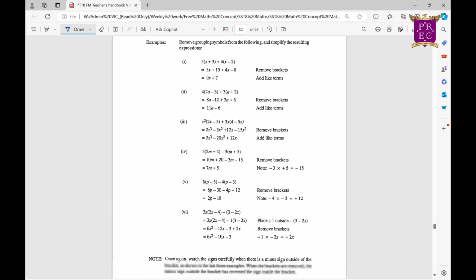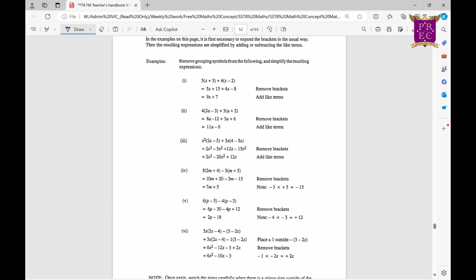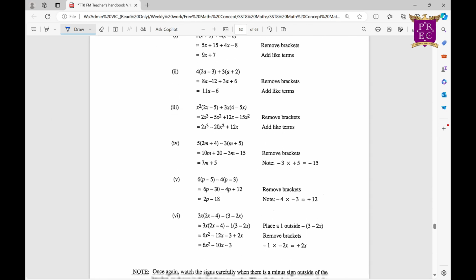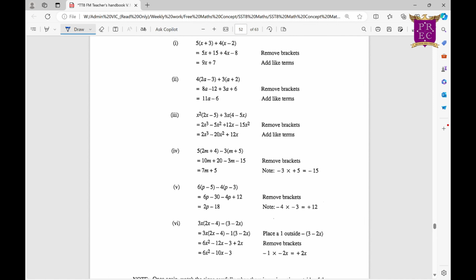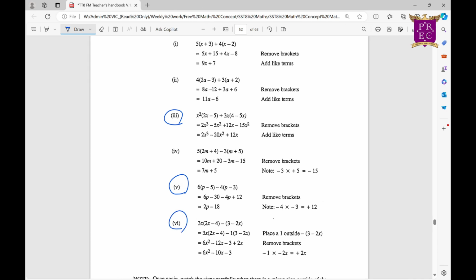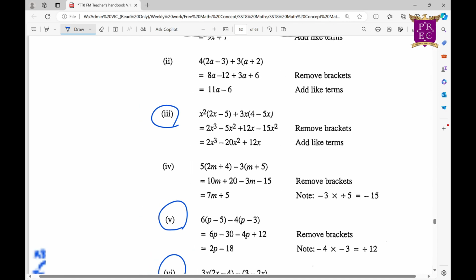Alright, and here are a bit more challenging examples. So I think we should go through what would be important to go through. Let's go through example 3, example 5, and example 6. Okay, so let's start off by going through example 3.